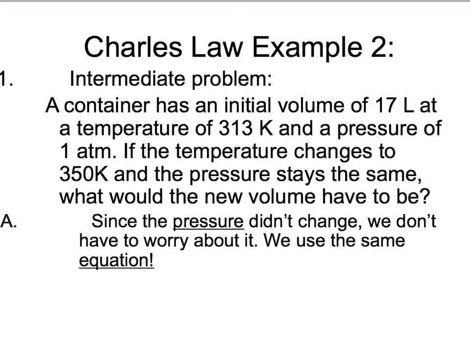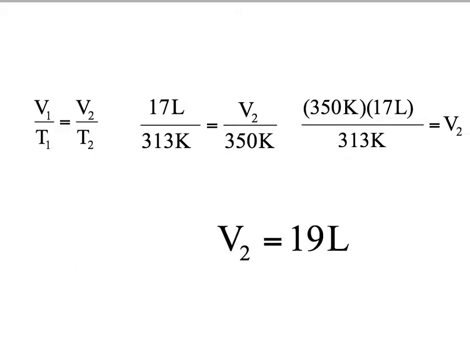Alright, next problem. We have a container with an initial volume of 17 liters, a temperature of 313, and a pressure of 1 atmosphere. If the temperature changes, the pressure stays the same. So since the pressure doesn't change, we don't even have to use that in the problem. All right, so go ahead and work out this. And you should get 19 liters.